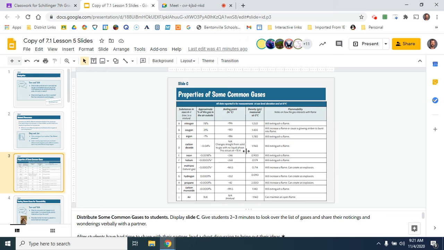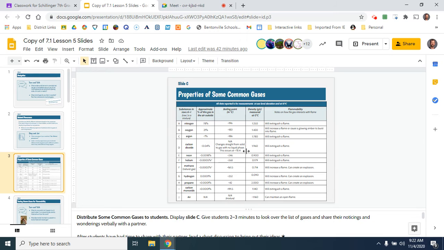Carbon dioxide is approximately negative 0.04% of gas in the outside air. Now, why does that say negative? This changes straight from a solid to a gas. Oh, it's actually not negative. That is actually a less than. So it's less than 0.04% of our atmosphere is carbon dioxide. It's heavier than oxygen. It will extinguish flames.